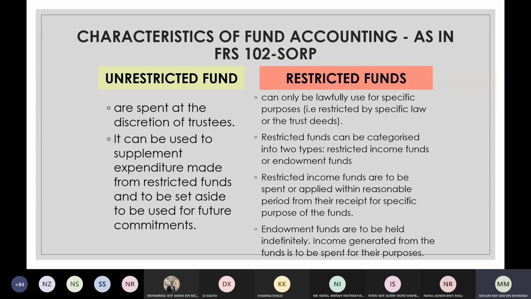That is the restricted income fund. The other is endowment funds, which are to be held indefinitely. Income generated from the fund is to be spent for their purpose.